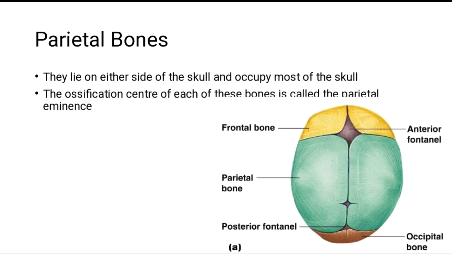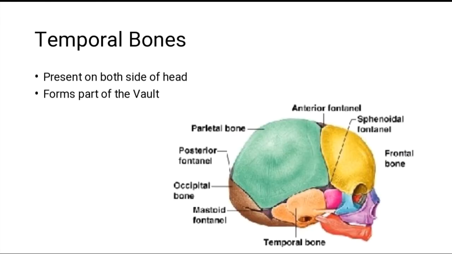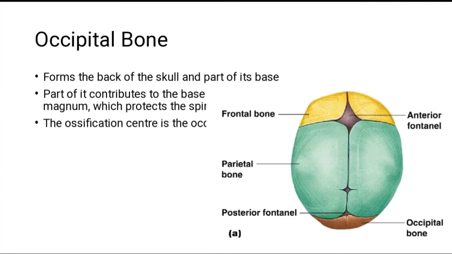The parietal bones are shown in the picture in green color. They lie on either side of the skull and occupy most of the skull. The ossification center of each of these bones is called parietal eminence. Temporal bones can be seen on both the sides of the head. It forms a part of the vault.